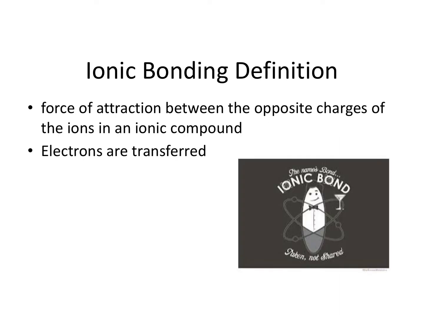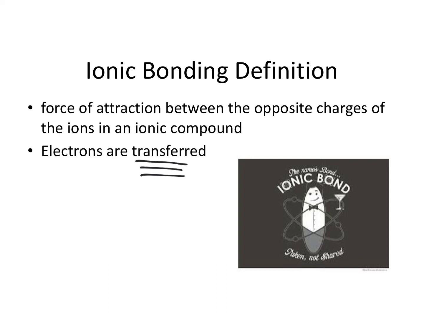Ionic, the force of attraction between the opposite charges of the ions in an ionic compound. Electrons are transferred. Transferred means one element is going to give its electrons to another. When you transfer money from one bank account to another, the original person doesn't have ownership of it anymore. The second one does. Well, in this case, it's going to make a chemical and physical bond between these two elements.